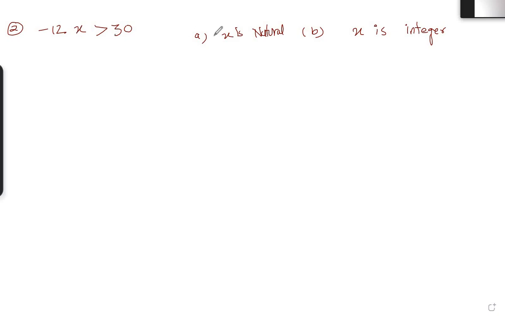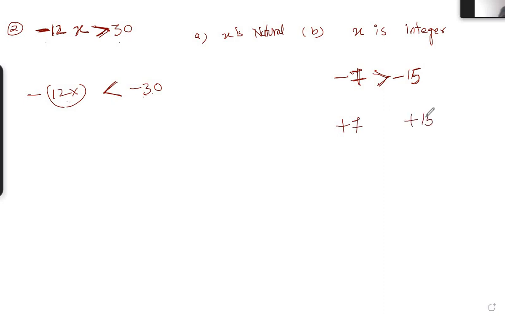This is an exactly similar question, but with a negative sign. To remember, we cannot take minus to the other side just like that. Remember, we try to make the x side always positive. If I have minus 7, say, it is more than minus 15. But I want to change the sign. So what I will do, I want to make it plus 7, and this also I want to make plus 15.